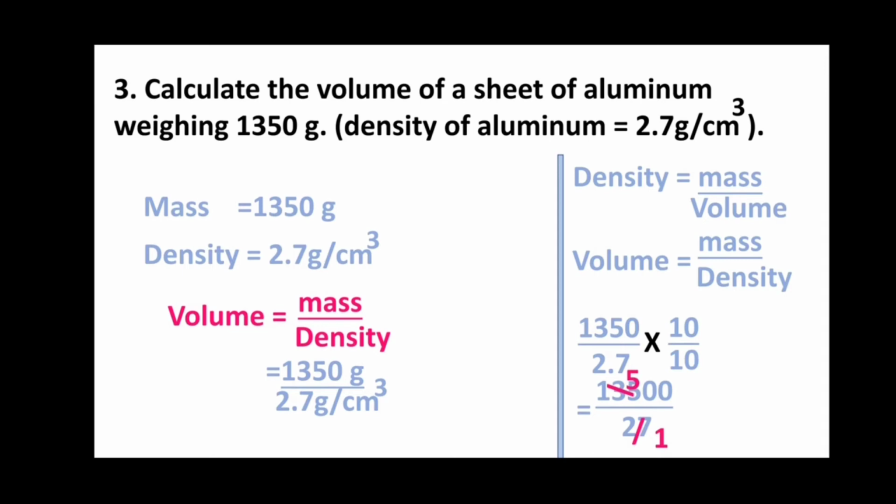Then 2 zeros are remaining. So we got it as how much? 500. And the unit is centimeter cube. Why? Because the gram and gram got cancelled. Thus, if the mass and density are given, just by rearranging the formula, we can find the volume.